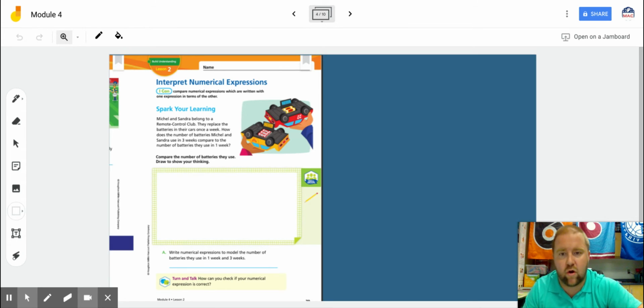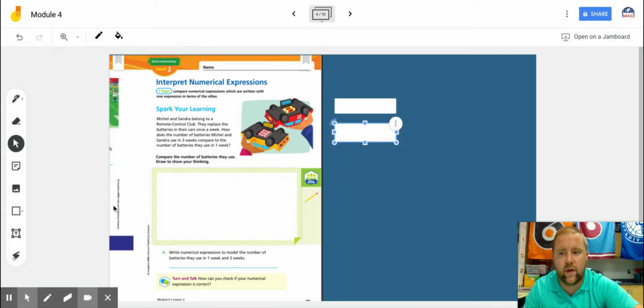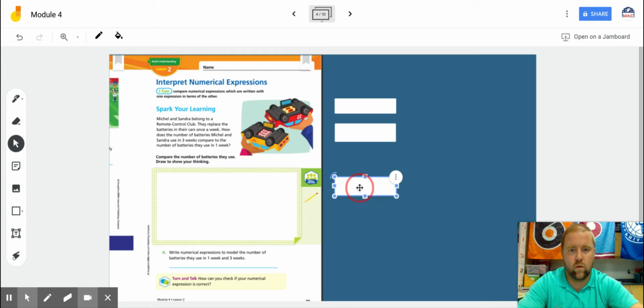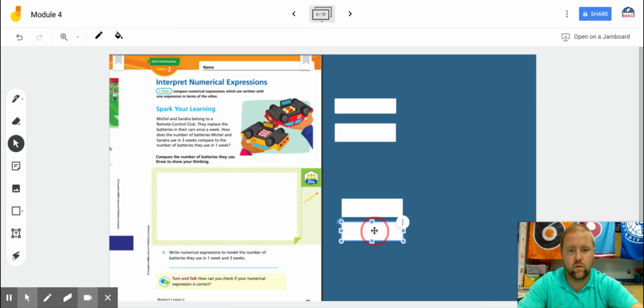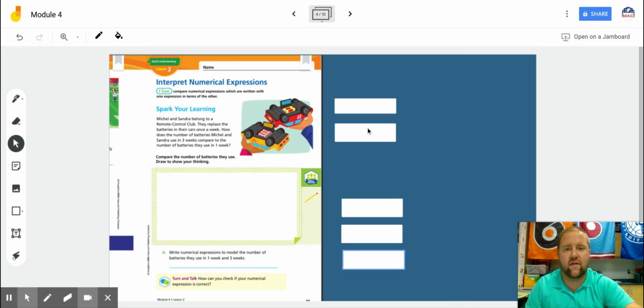So if you look at the first car on the left here, there's 3 batteries here, and then over here there are 2 batteries there. So in 1 week we have 2 batteries that need to be replaced, and then we also have 3 others. So I'm going to do it down here. 2, 3. All right. So now this shows us in 1 week, we've got the 2 batteries and we've got the 3 batteries that need replaced. So because I'm doing this because it says compare the number of batteries they use, draw to show your thinking. So this is just in 1 week. We need 3 weeks, right?